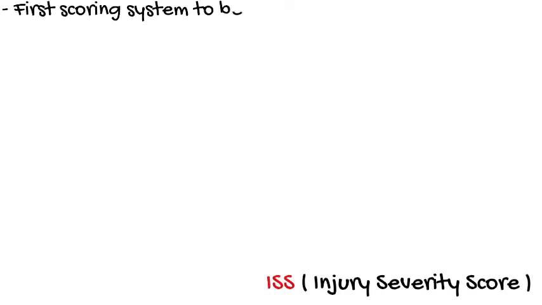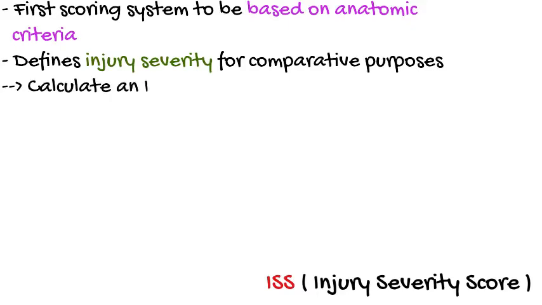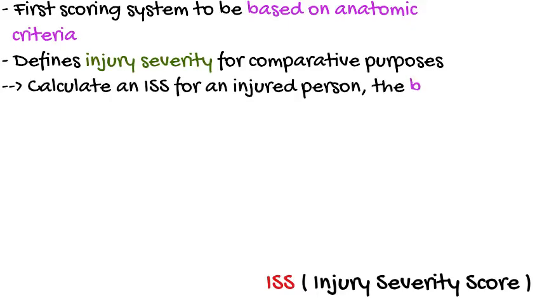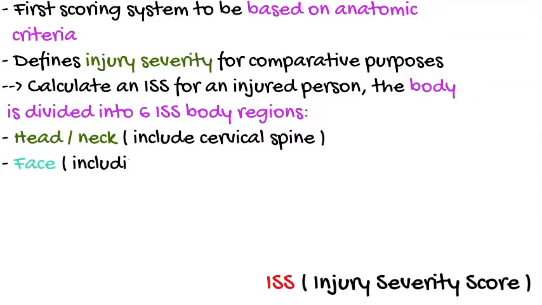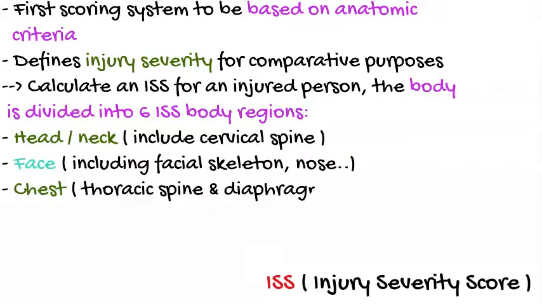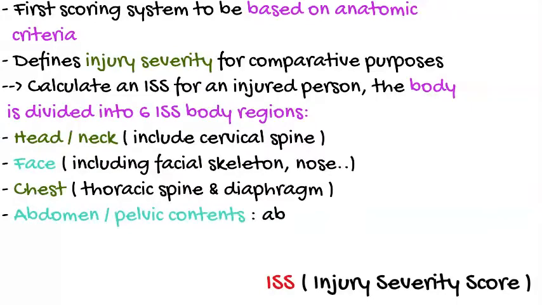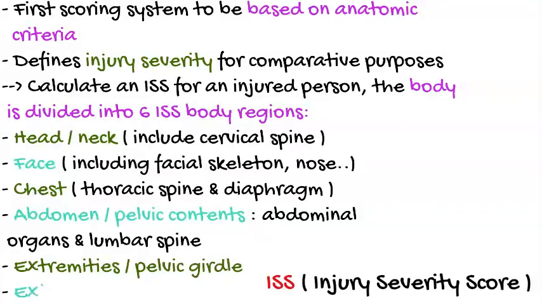So what is ISS, Injury Severity Score? ISS is the first scoring system to be based on anatomic criteria. ISS defines injury severity for comparative purposes. To calculate an ISS for an injured person, the body is divided into 6 ISS body regions. Number 1, the head and neck regions, including the cervical spine region. Number 2, the face region, including the facial skeleton, the nose, the mouth, the eyes and ears.